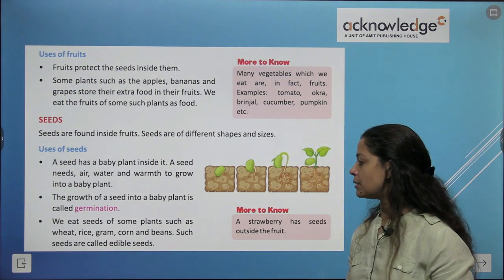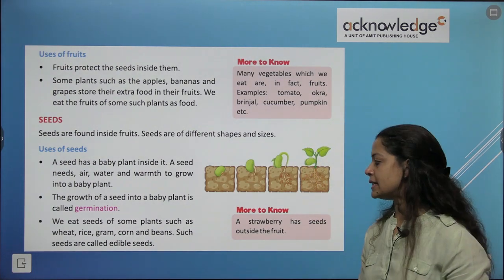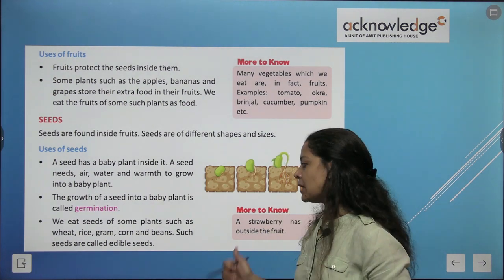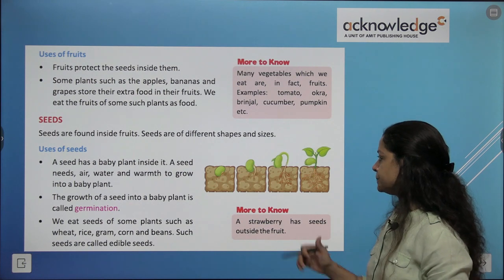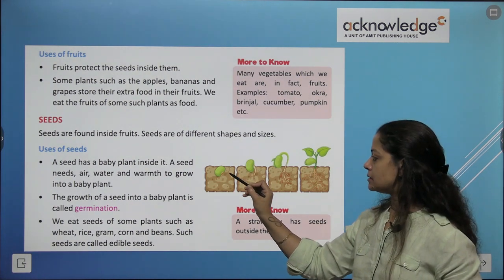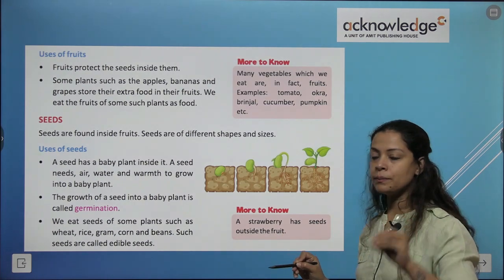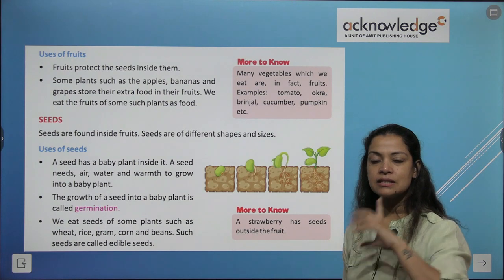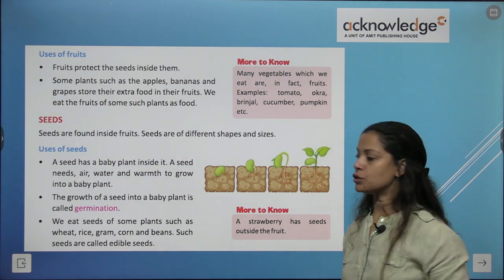We eat seeds of some plants such as wheat, rice, gram, corn, beans. हम इनका क्या खाते हैं? Seeds खाते हैं. And such seeds are edible seeds. So आप देख रहे हैं under the ground, there's a seed which has a small baby plant in it, and ये जो पूरा process करते करते पूरे plant में बदल गया, this process is called germination of seed.